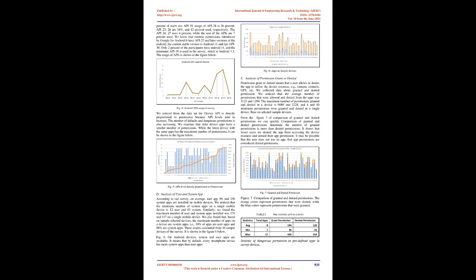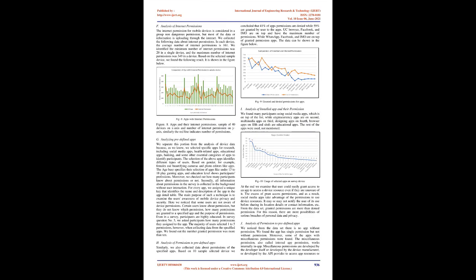Based on the selected sample device, we found the following result, shown in the figure below. We concluded that 41% of apps' permissions are denied while 59% are granted by the user to the apps. UC Browser, Facebook, and IMO are on top and have the maximum number of permissions, while WhatsApp, Facebook, and IMO are on top of granted permission apps. The data can be shown in the figure below.